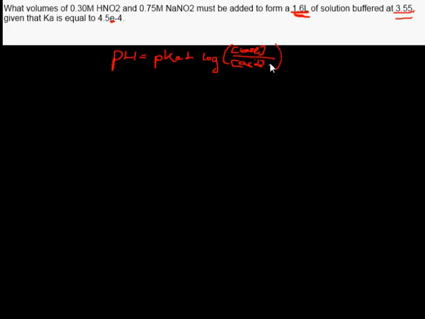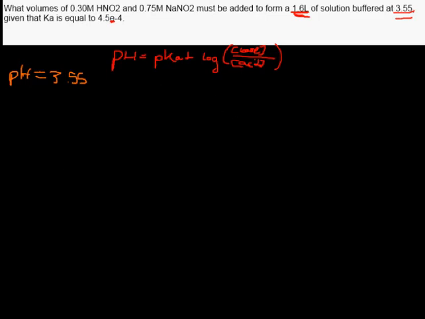So how are we supposed to do this? Well, the concentration of the base and the concentration of the acid, this is after dilution, because this is when both of them are actually in solution. They're not in a solution at this time. They're separate. And we're combining them to form a solution where the pH is 3.55. So we know that pH is equal to 3.55, right?